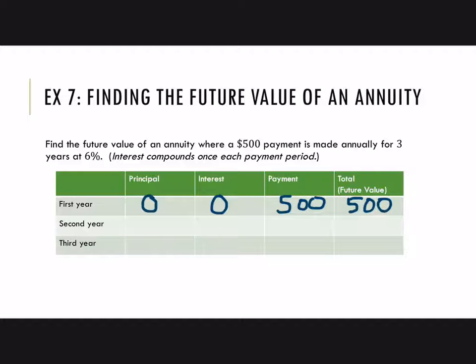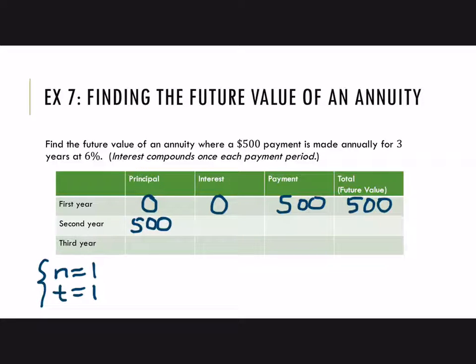Now the second year, the principal is whatever is in the account previously, so that's going to be $500, and now we can calculate interest. Interest is calculated using compound interest, but in this case, since we're just making a payment and interest is compounding once per year, n is 1, and we're only looking at a time period of a single year. So we can actually just use the simple interest formula, which is the one that we use when we have an n and a t both equal to 1.